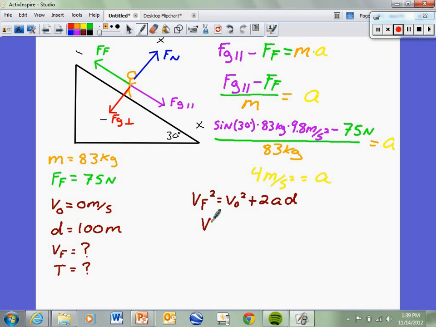Solving for VF, that would give us VF equals the square root. V naught squared is 0, so that would just cancel out and go away, leaving me with 2 times acceleration, which is 4 meters per second squared, times d, which is 100 meters. Plugging in our calculator, we would find that the final velocity is 28.3 meters per second.